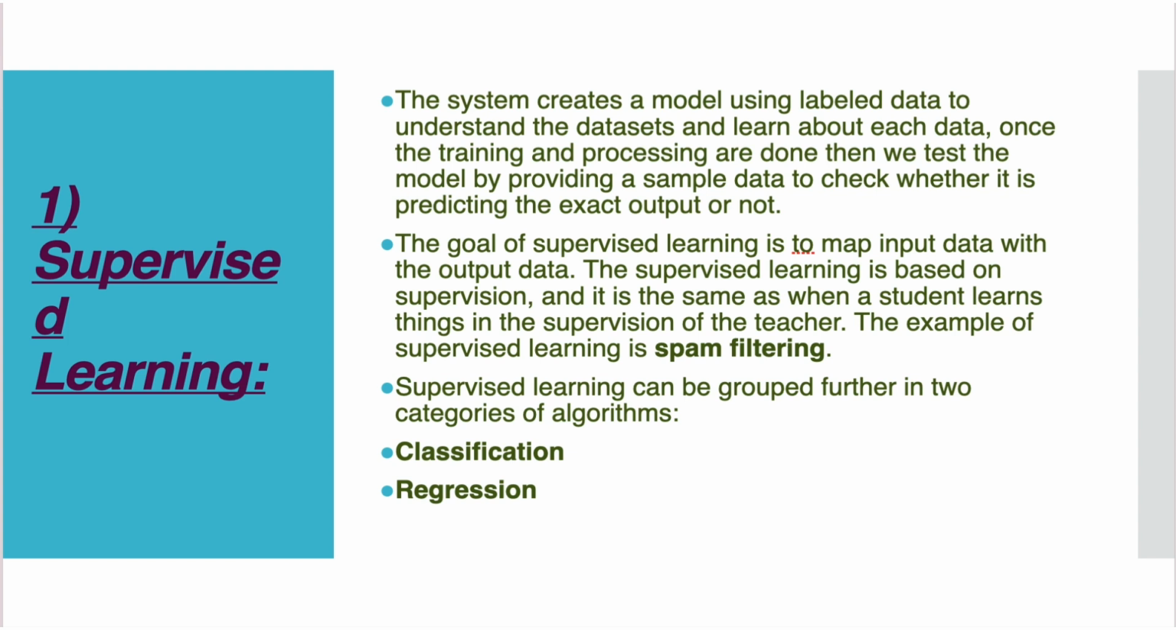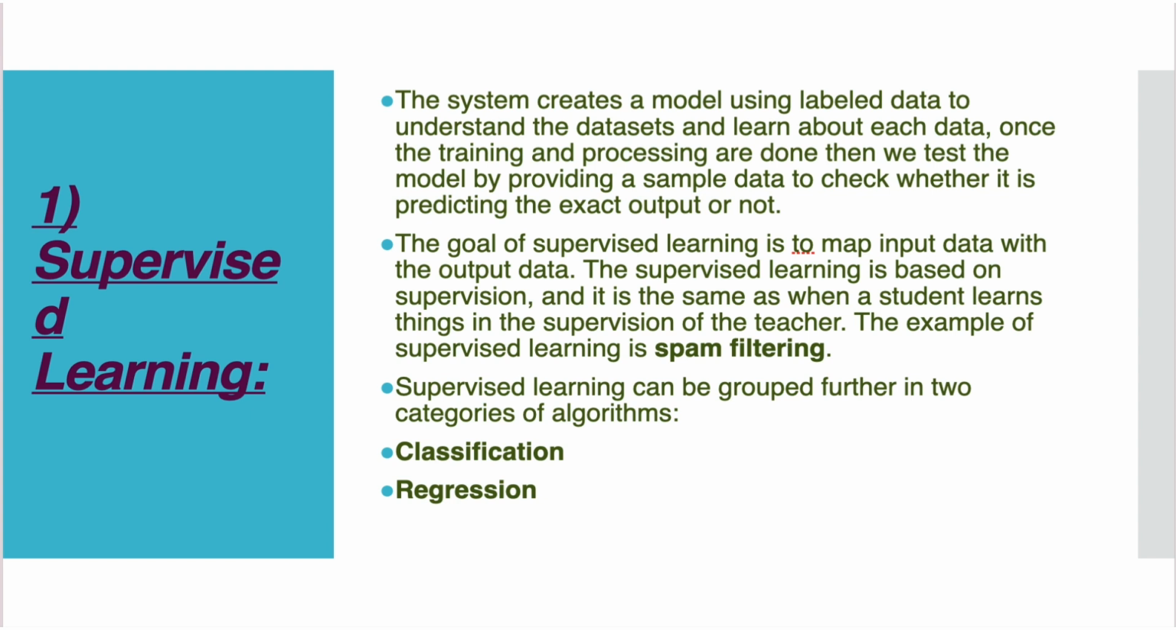Supervised learning is based on supervision, and it is the same as when a student learns things under the supervision of a teacher. An example of supervised learning is spam filtering. Supervised learning can be grouped further into two categories of algorithms: classification and regression.